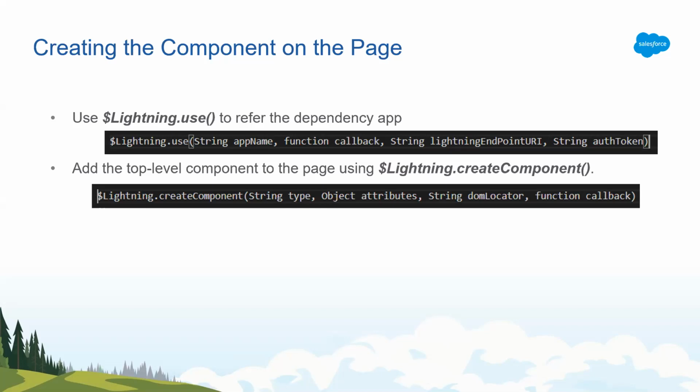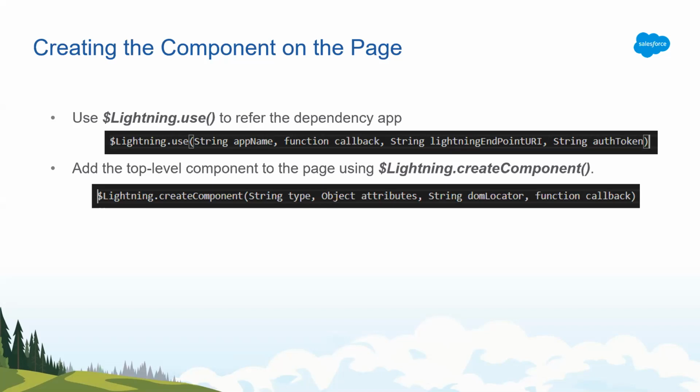So the last 2 parameters are only required when you are loading your Lightning component on an external website or on an external application or even in a mobile application. That means, Shyam, is the syntax the same for external applications as well, these lightning.use methods? Yes, it's going to be the same. Okay, thanks.